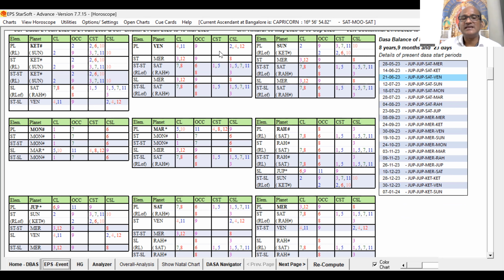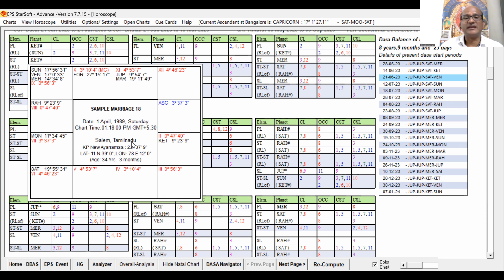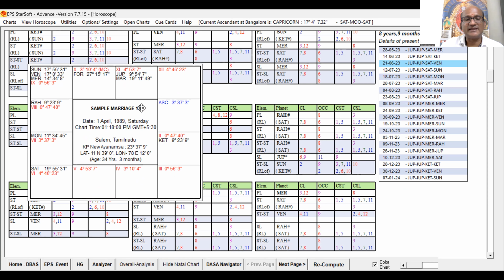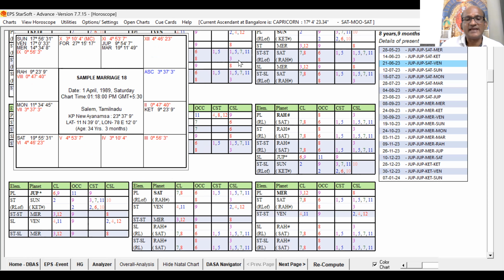Now we have to check the 7th cuspal sublord. It is always recommended to study a planet along with the birth chart. If you click show natal chart, the birth chart also will open. You can move this table anywhere according to your convenience, so that we can have a reference. Now, the 7th house. Who is the 7th sublord? The 7th sublord is Saturn. Okay, let us check Saturn.